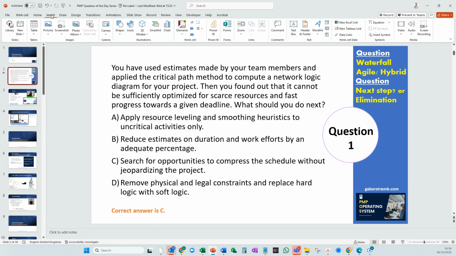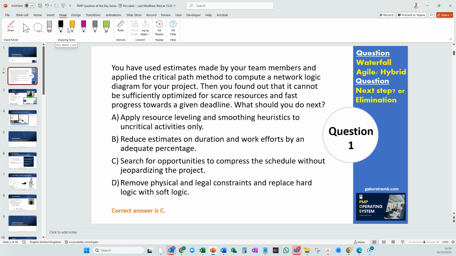So, where is my drawing board? Perfecto. You have used estimates made by your team members and applied the critical path method to compute a network logic diagram for your project. Then you find out that it cannot be sufficiently optimized for a scarce resource and fast progress towards the given deadline. What should you do next?